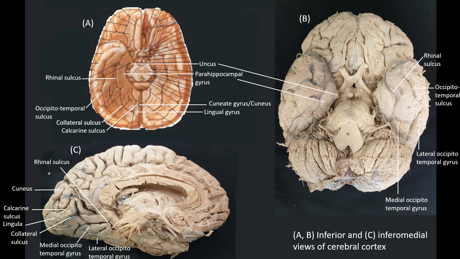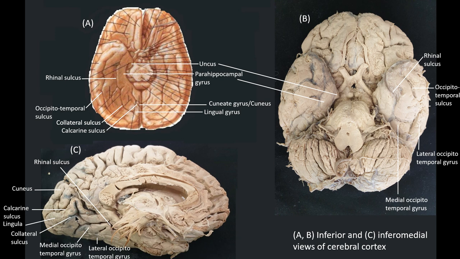Now you can also see that on the medial side we've got a sulcus here. This is known as the collateral sulcus, and if you continue the collateral sulcus anteriorly, it's given a different name, which is known as the rhinal sulcus. So in other words, the lingual gyrus over here is sandwiched between the calcarine sulcus at the top and the collateral sulcus down below. And if we follow the parahippocampal gyrus to the front, we can see that it is bounded laterally by the rhinal sulcus.